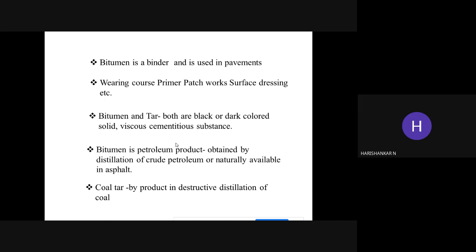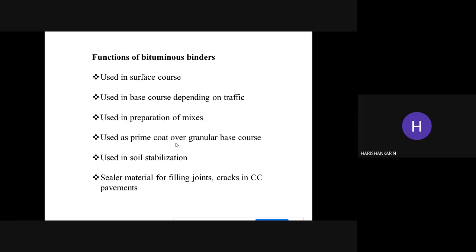It is a byproduct from petroleum, and we are comparing it with tar. We also have one more bituminous binder, which is known as asphalt. Asphalt can also be used, and we will study about asphalt during the next module. It is used in the surface course, and in the base course also we can use it. So these are the uses, and it can also be used as a water repellent.